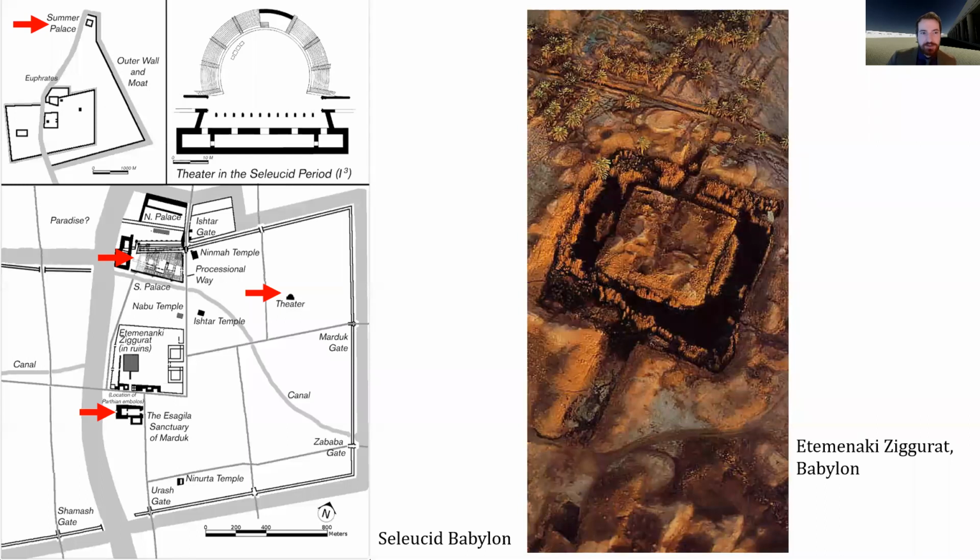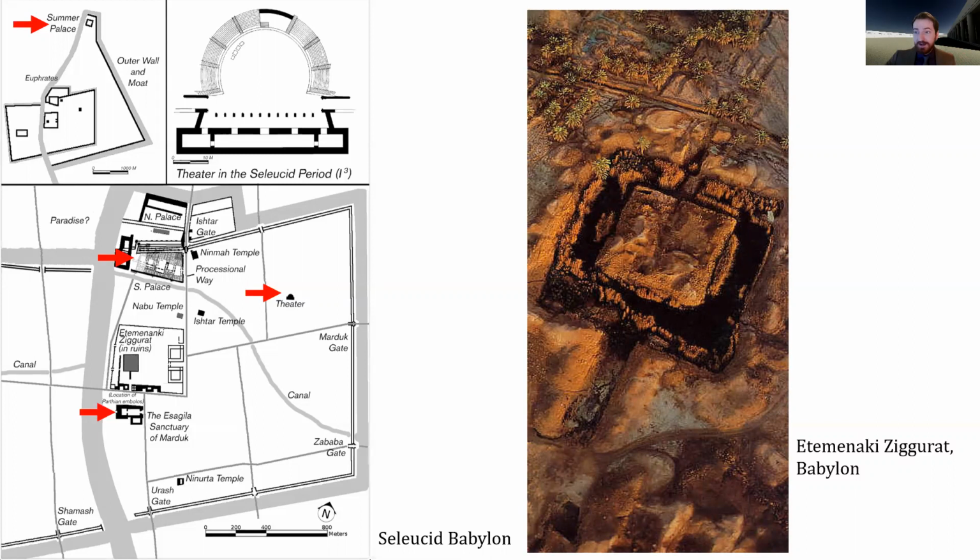So speaking of Babylon, the Greeks come in and they construct this massive theater here. As you can see, a theater is one of those kind of main things that are required for a city to be a Greek city.